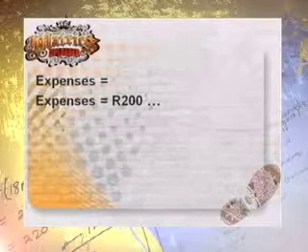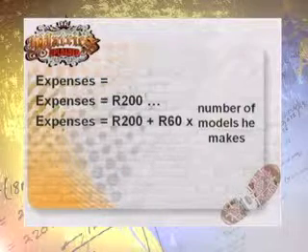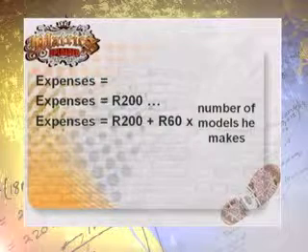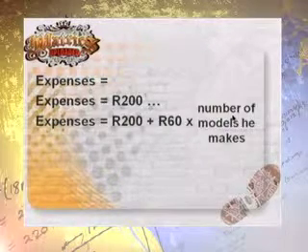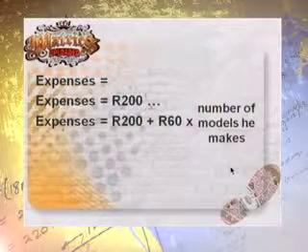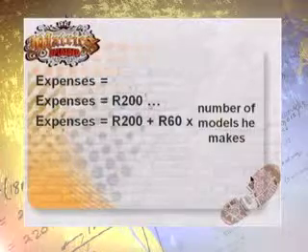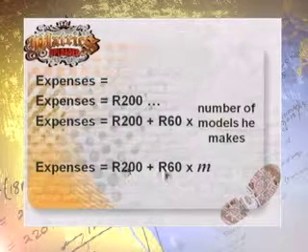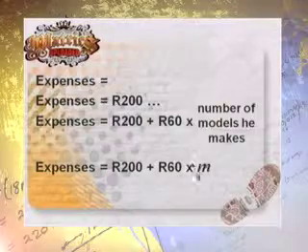Very important, watch this. His expenses start off with a fixed cost of 200 Rand. Then he's got 60 Rand multiplied by the number of models that he intends to make. Let's call the number of models M, for model. Say he makes 2 models. His expenses would be 200 plus 60 times 2. But we need an equation for this. Expenses would be the fixed cost of 200 plus 60 Rand times the number of models that he makes. Very, very important, this.